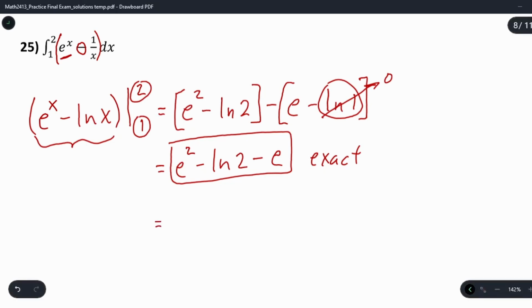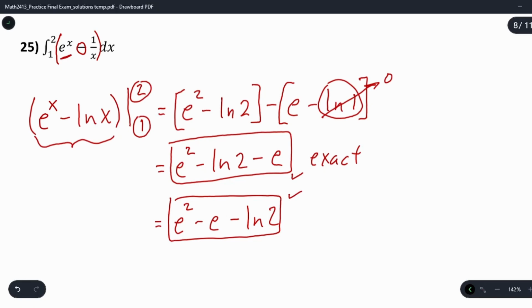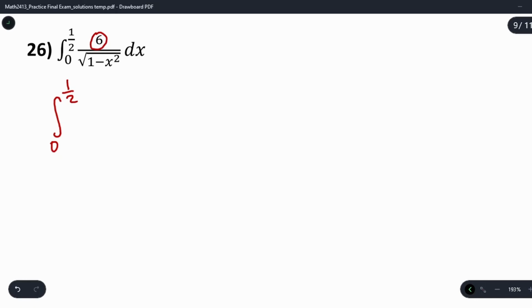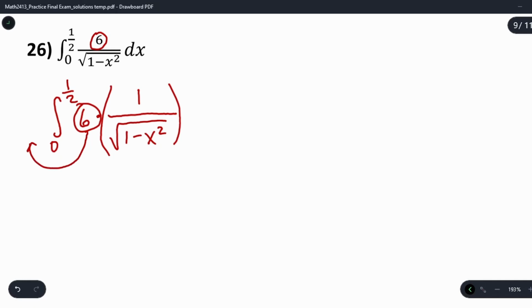And one quick note, you could also express this in this form. If you want to rearrange the terms, that's fine. Both of these answers are numerically equivalent, and so both would be given full credit. Next, number 26, we have another definite integral. What I want to do first is I want to rewrite this integral in a different format. Notice that the numerator is 6. What I can do is I can pull that to the front as the coefficient of 1 over the square root of 1 minus x squared. And then since this is now a coefficient of this fraction, I can actually pull that in front of the integral.